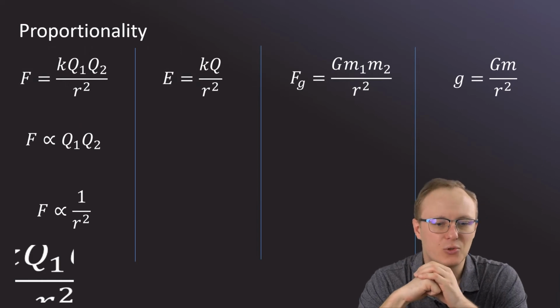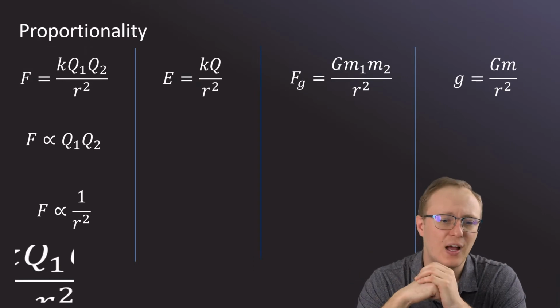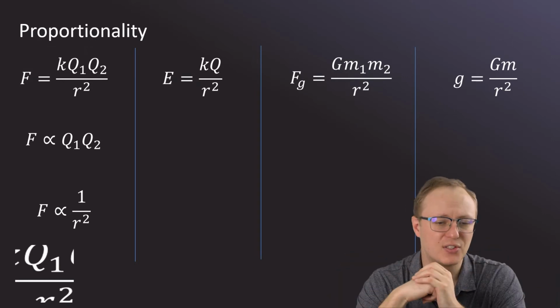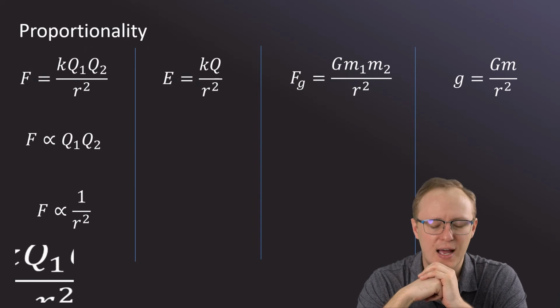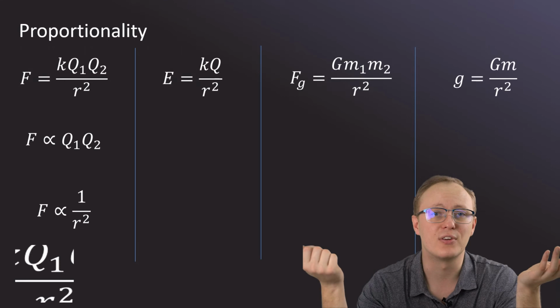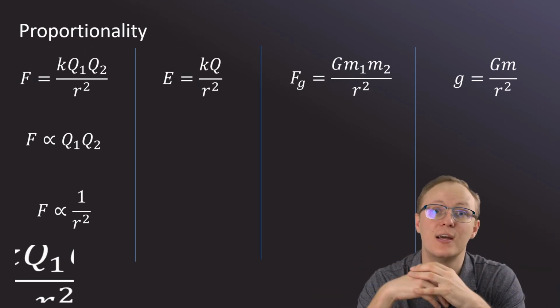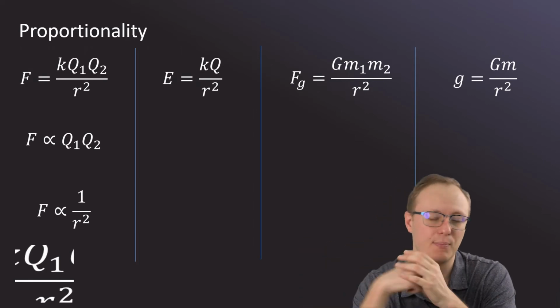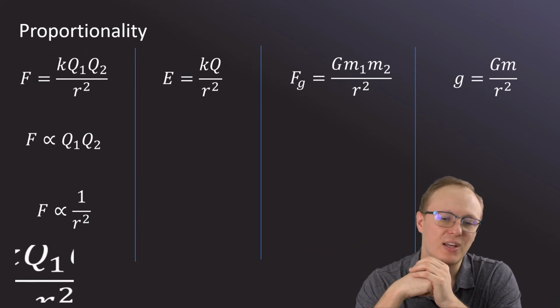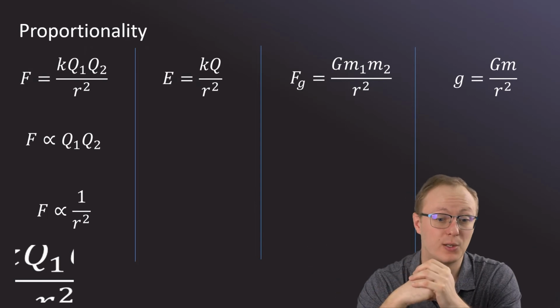So E equals kq over r squared, that's the formula to find the electric field strength if we've got the charge that is creating that particular field. And g equals Gm over r squared is the gravitational field, so g represents gravitational acceleration that's caused by a body with mass m. And then that Fg formula you can see is very similar to our F formula for Coulomb's law.